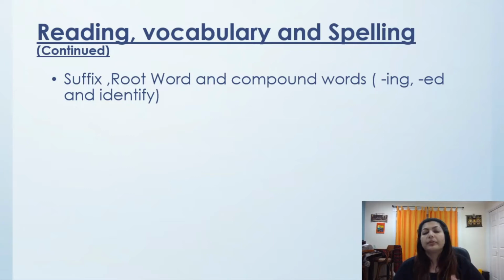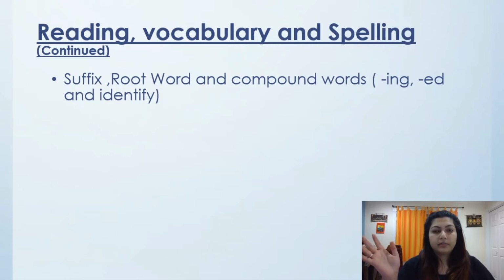Then compound words. Compound words are basically two words put together. It's pretty simple, like rain plus fall equals rainfall, hair plus cut equals haircut. It's nothing complicated. And then they will give you the whole word, say rainbow, and you split it into rain plus bow. So very simple.